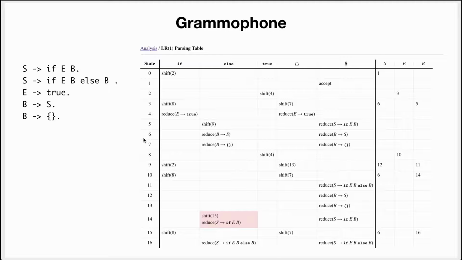So that's the quick explanation of the table. As you can see, there is a conflict in the table. It happens when we see an else in state 14. The conflict says that we could either shift the else or reduce a simple if form. And so that's exactly what I told you a few slides ago.